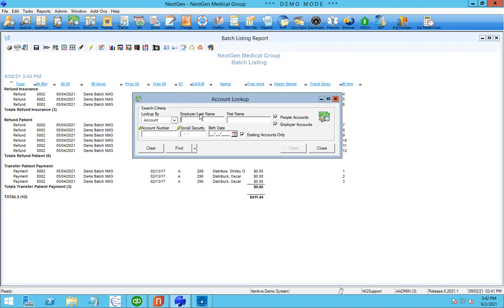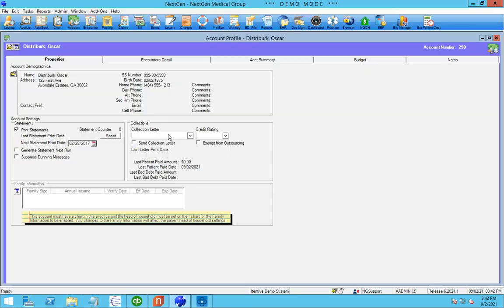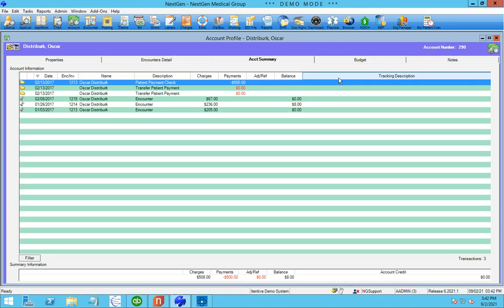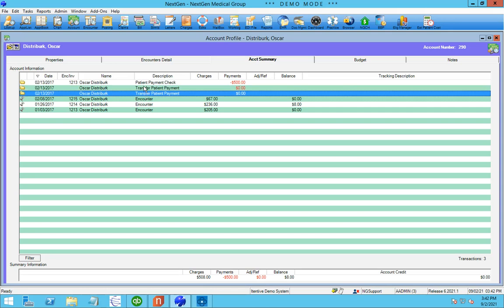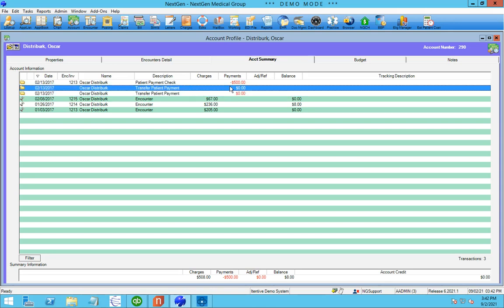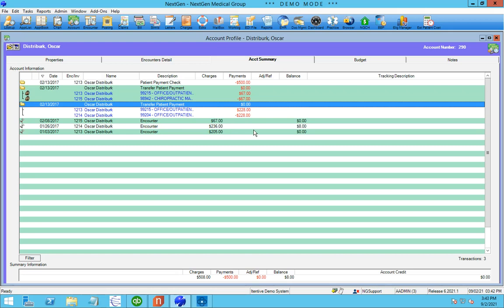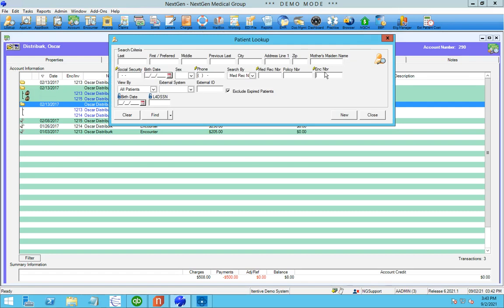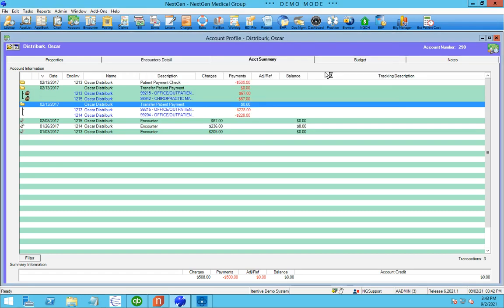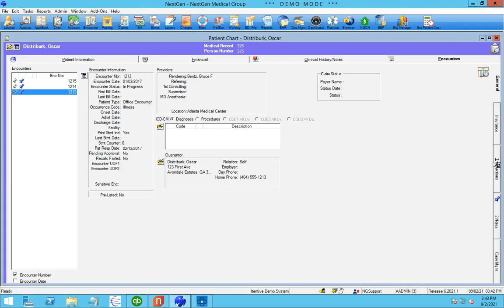I'm going to go ahead and pull up Oscar, so that's account number 290. And remember, we had two distributions in there, one for the $67 and one, I believe, for $228. So here are the distributions, and we can see the net is 0. That's because it's a plus and minus of the same amount. If we go down into one of these encounters, we can see that encounter notes and transaction notes have been created on our behalf too.